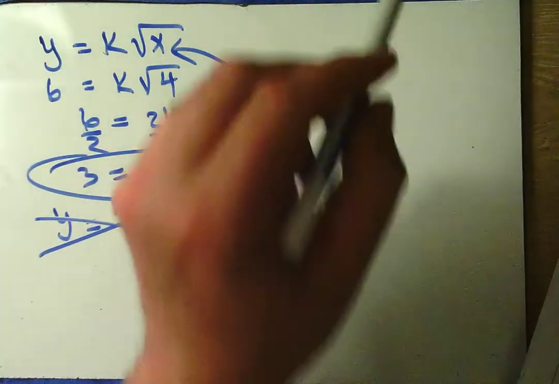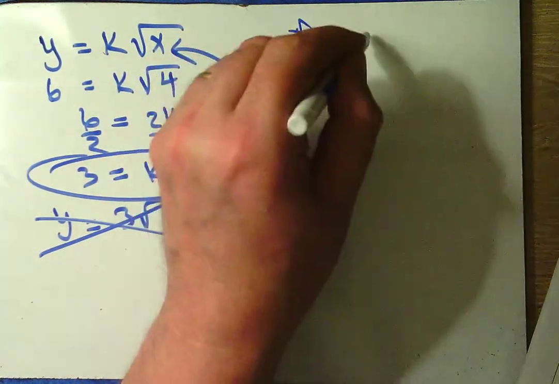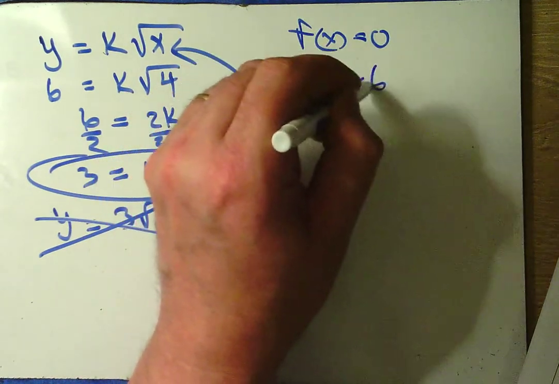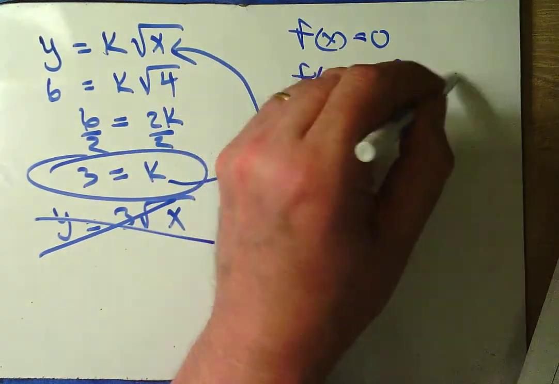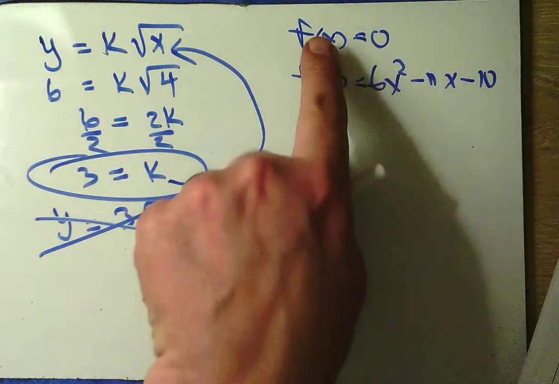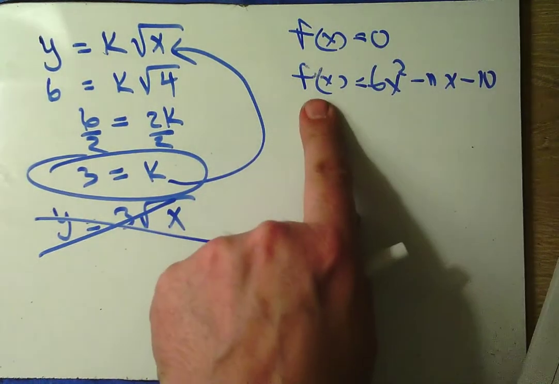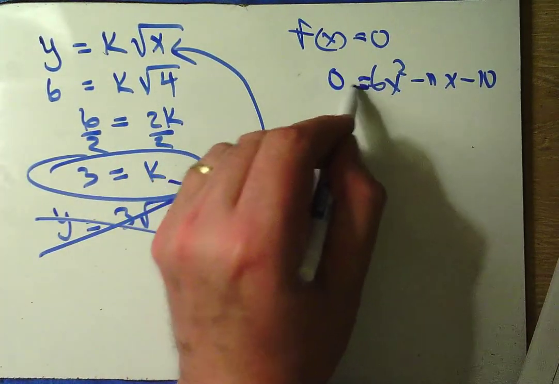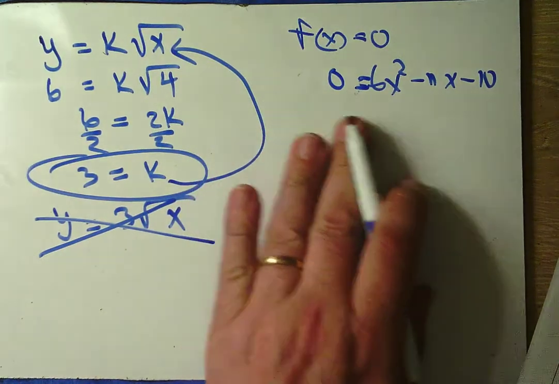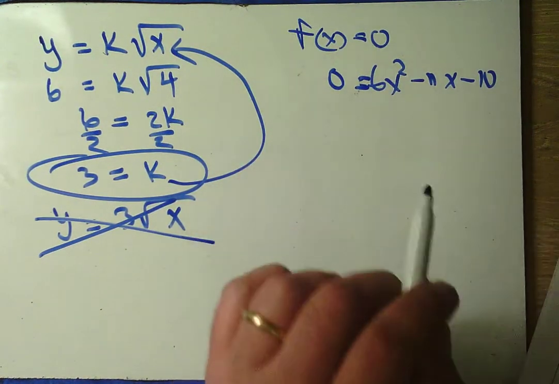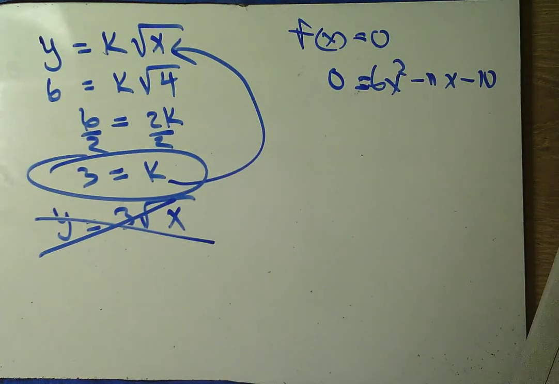Problem number 3 says, find f of x equal to 0 when f of x equals 6x squared minus 11x minus 10. Well, f of x should be equal to 0. Here's an f of x. Let's make it equal to 0. And now I can see I'm supposed to solve this quadratic equation. Let's solve it with factoring, because I think people still need more factoring practice.